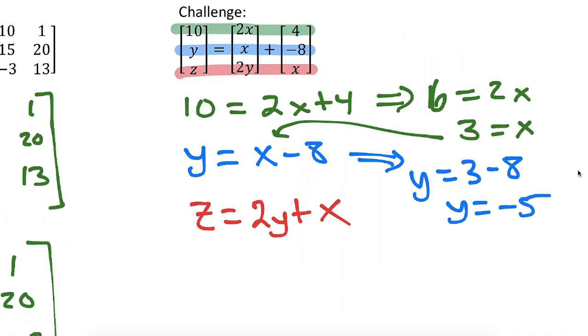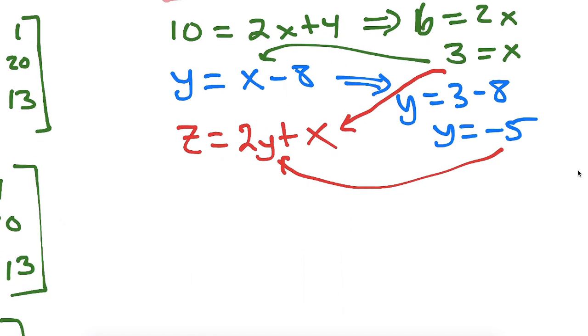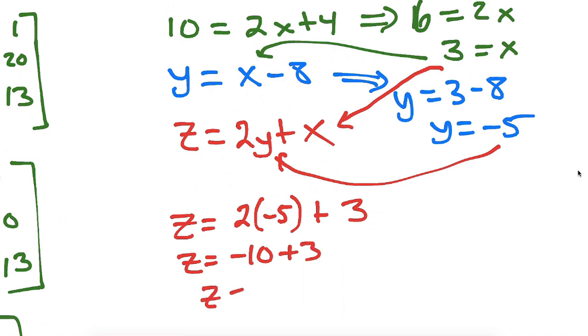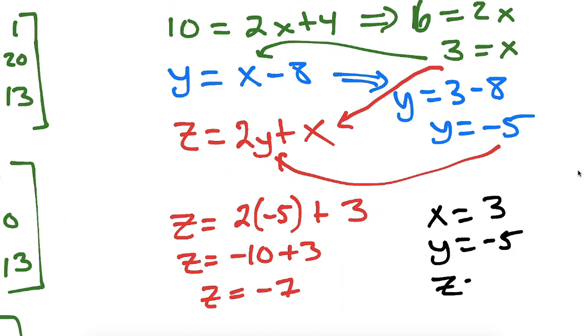And then finally, we can take this 3, that's x, stick it in there. Take this negative 5, stick it in there. And we can say z is equal to 2 times negative 5 plus 3. So z must be negative 10 plus 3. So z is equal to negative 7. So then our solution to this: x is equal to 3, y is equal to negative 5, and z is equal to negative 7. Hopefully that makes sense.